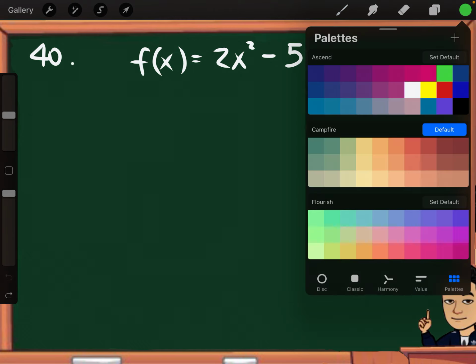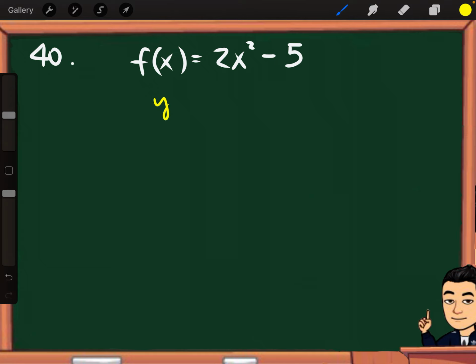So here we are. You're going to do the same thing. So it's going to be y equals 2x squared minus 5. Swap the x and y. So x equals 2y squared minus 5. You're going to add 5 on both sides. So you get x plus 5 equals 2y squared. Now divide by 2.